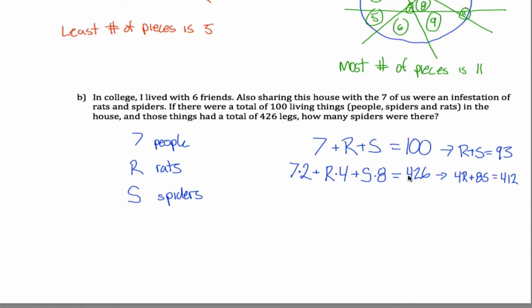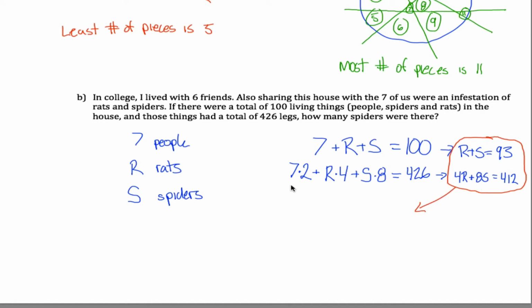So instead of thinking about the total amount of legs for things that live in this house, let's think about the total amount of legs for rats and spiders. I think it's easier to use these 2 equations right here. So I'm going to take these 2 equations, and what I have are 2 equations with 2 unknowns, 2 variables, and so I can solve this system of linear equations.